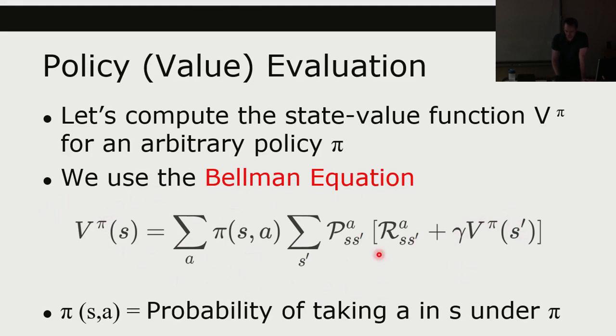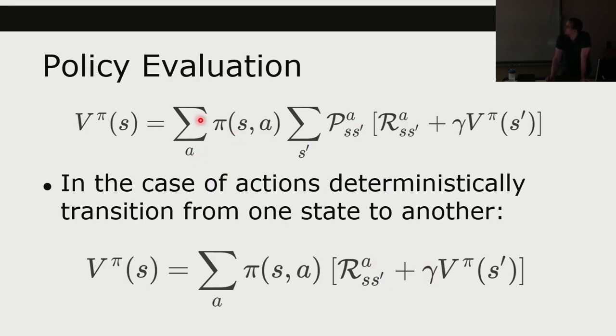Okay? So let's break that down a little bit more. This is the same equation, but what I said before is that in the case of actions deterministically transitioning from one state to another, this is always going to be 1. So if it's always going to be 1, then we can just remove it, and what we've got left is this here, which is the exact example that we did of moving up, down, left, and right, multiplying them all by a quarter.